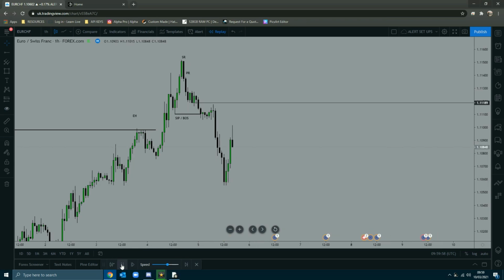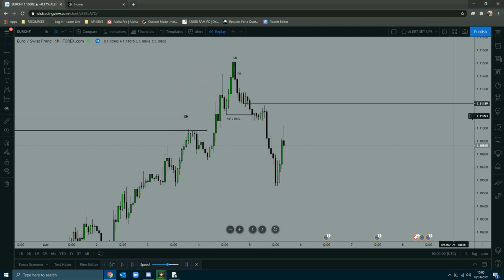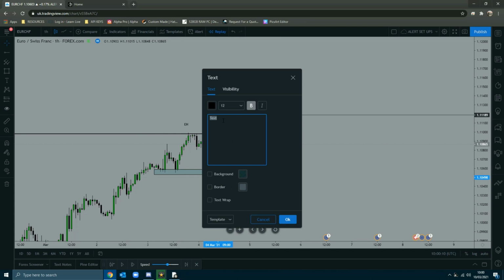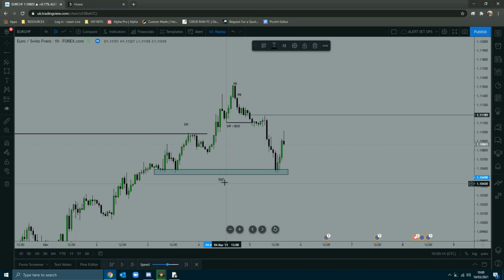Okay, so as we bounced here on the hourly chart, you can see now we've put in another set of lows right here. So what's going to be sitting underneath there? We call this a stop accumulation zone, right? It's equal lows, but as a target, it's the SAZ. Stop accumulation zone. So that's going to be our target.